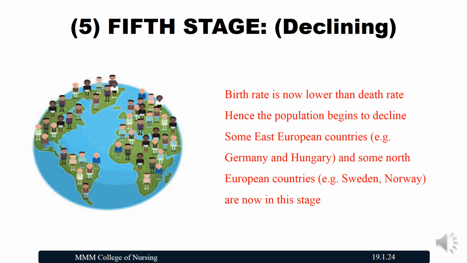Fifth stage, declining stage. In this stage, the birth rate is now lower than the death rate. The death rate is low only, but the birth rate is lower than the death rate. Hence, the population begins to decline. Some East European countries, for example Germany and Hungary, and some North European countries, for example Sweden and Norway, are now in this declining stage.